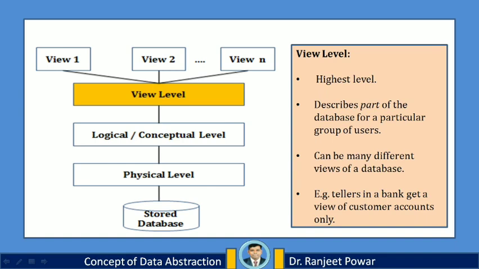The next level is view level, also known as external level. It is the highest level of database abstraction. At this level, there will be many views defined for different user requirements. A view will describe only a subset of a database. View level is concerned with the way individual users see the data. For example, tellers in a bank get the view of customer accounts but not of payroll data.